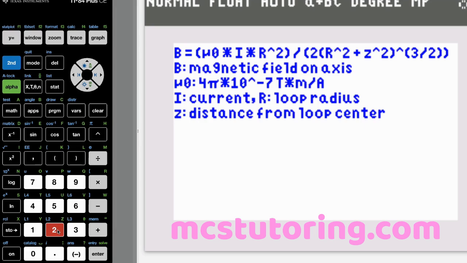Mu sub 0 is 4 pi times 10 to the negative 7 T times m, all divided by A. I is current, R is the loop radius, and Z is the distance from loop center. So just keep that in mind. This is what hurts, is that distance from loop center, because we're not always assuming that is 0.